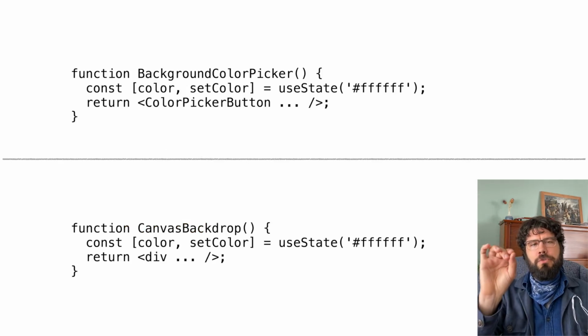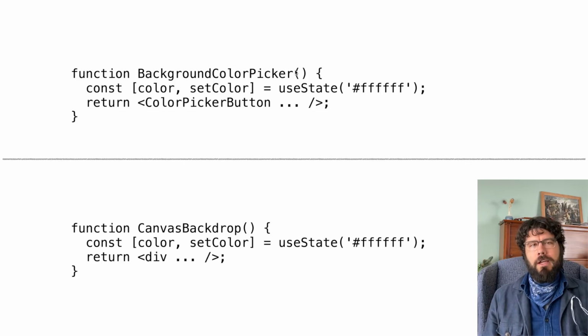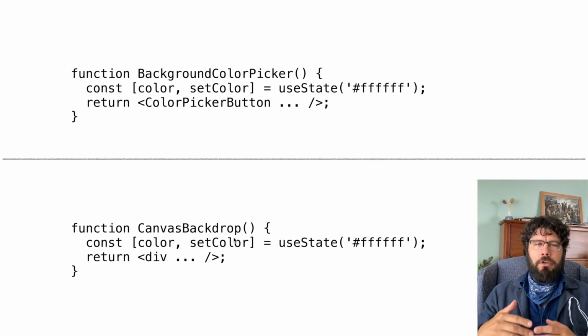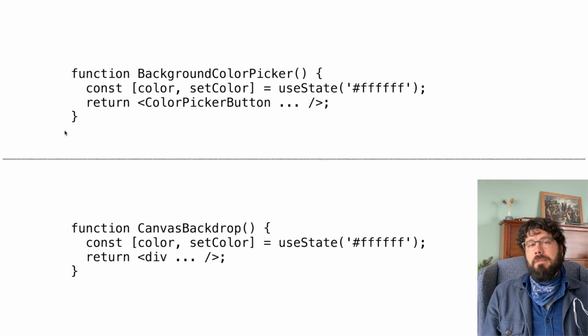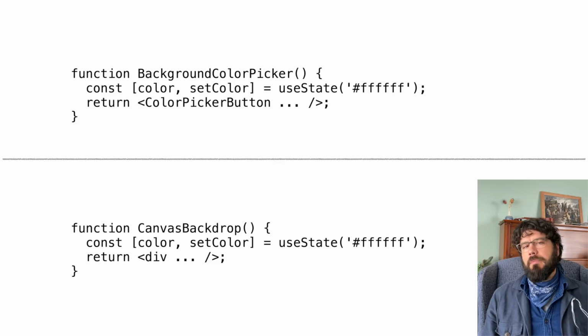Now let's look at the two individual components, background color picker and canvas backdrop, that we want to be in sync. Currently each of them has their own component local state. They have color, set color, use state, okay? And so currently they just are separate pieces of state. We want to make it so it's the same state between the two components. So we just need to make a couple changes.